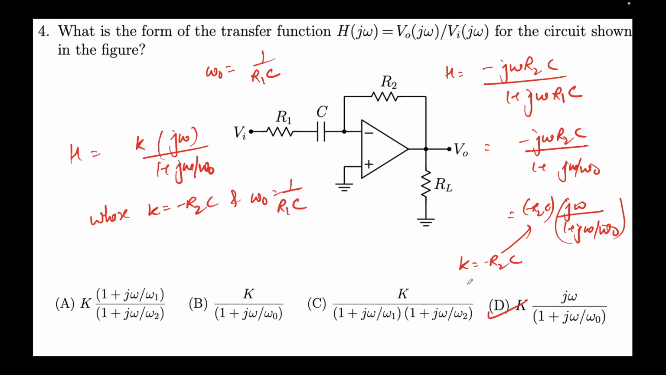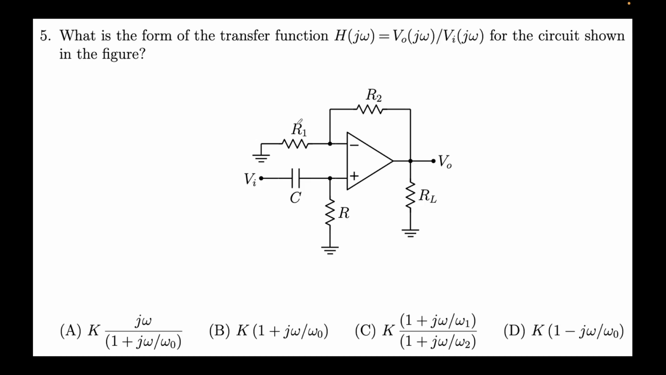Again, to summarize, a very straightforward problem. This is an inverting amplifier. We know that the gain is the feedback, minus R2, over this combination, and we find this combination as R1 plus 1 upon j omega C. The rest is just algebra and rearranging the terms. Right, so now let's go on to the next problem.